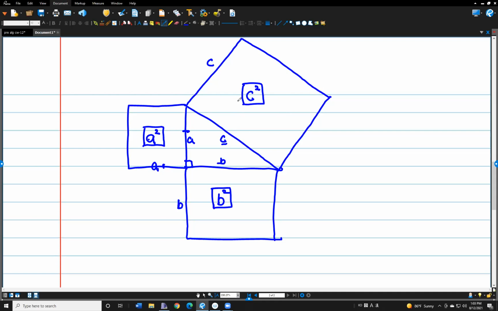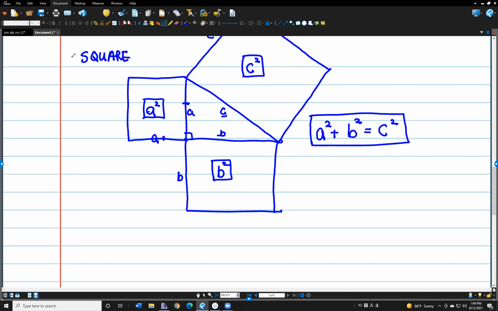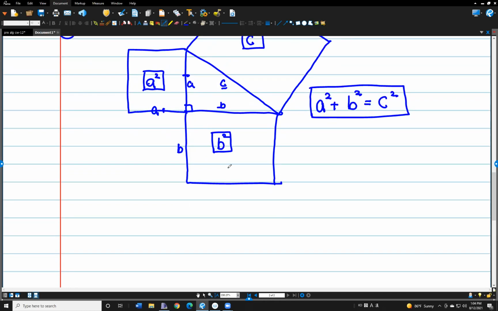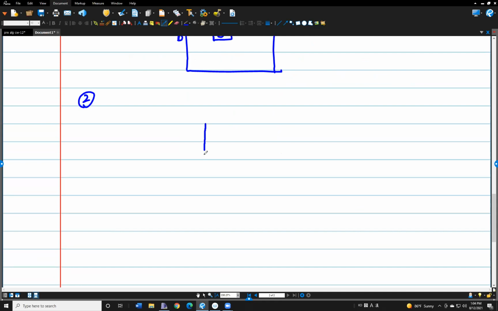But between these three areas, there is a very interesting property. The sum of these two areas, A squared plus B squared, exactly equals this area, C squared. So this is called the Pythagorean theorem. I just used a square on each side, but I'm going to extend this a different way. It doesn't have to be a square always. Any similar shape is okay too.